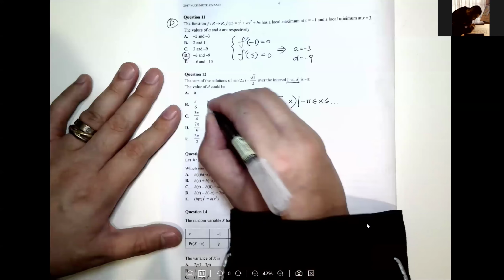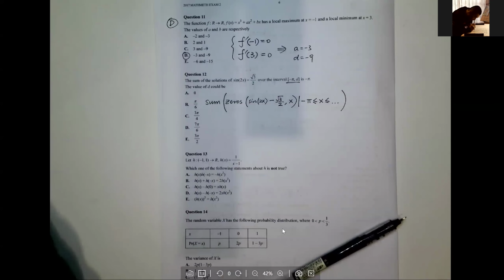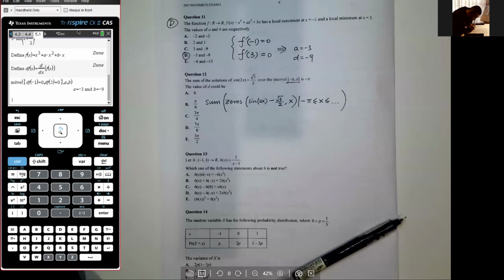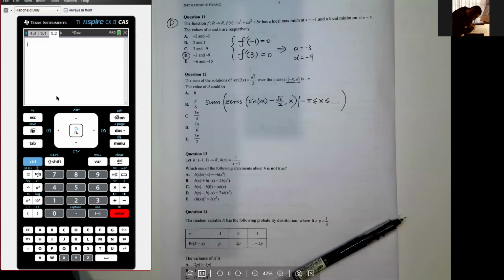And you might find the sum command also helpful. I'm going to show you what's happening here. If I place my CAS calculator side by side, Control I, I'll put the zeros of sin 2x minus the fraction square root of 3 divided by 2, comma x, given that -π less than or equal to x less than or equal to, let me try, let's say 3π/4. So I'm able to get solutions like this.